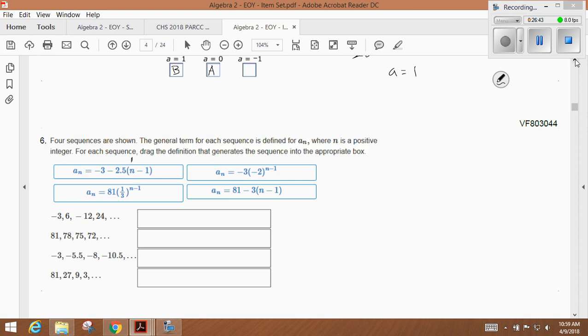That means that this one in the top left-hand side either goes with this guy or this guy, right? All I have to do to figure out which it is is plug in a 2 now for n, right? So I plug in a 2 for this n. 2 minus 1 is 1, right? 2.5 times 1 is 2.5, so -3 minus 2.5 is -5.5, so this one goes with that one.